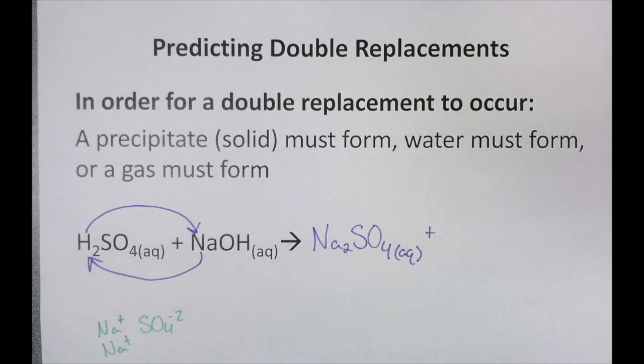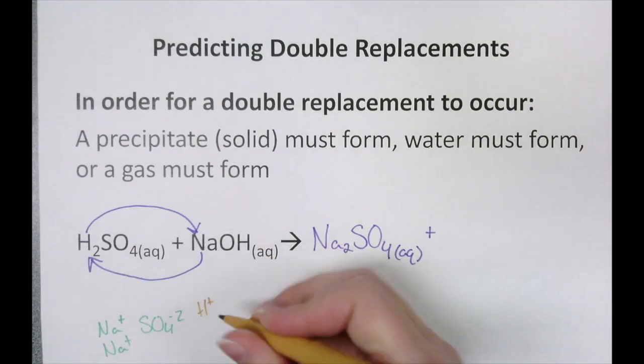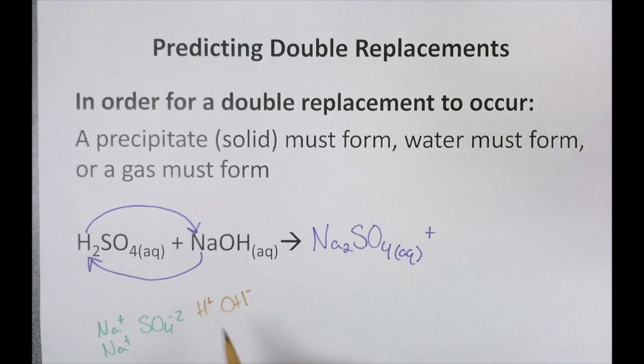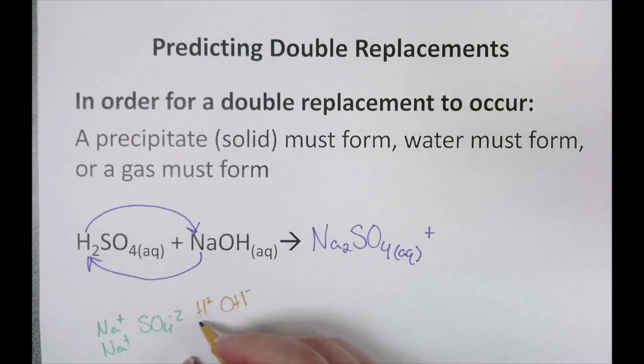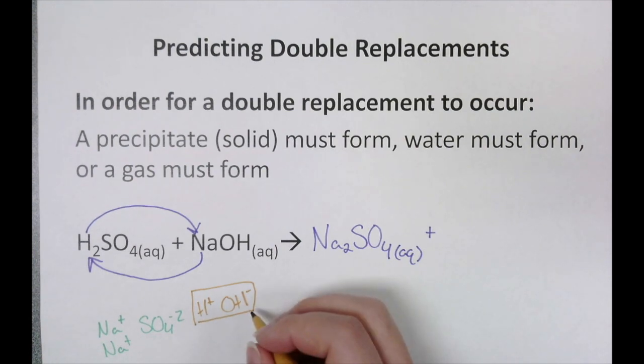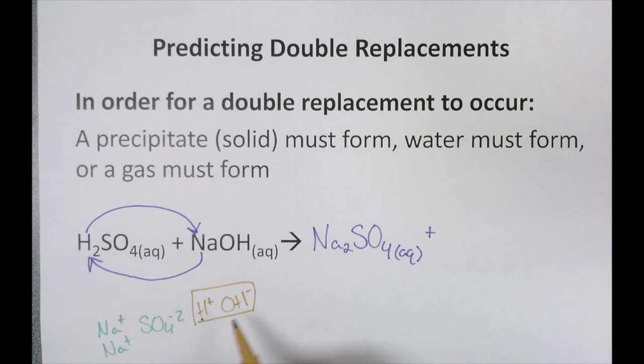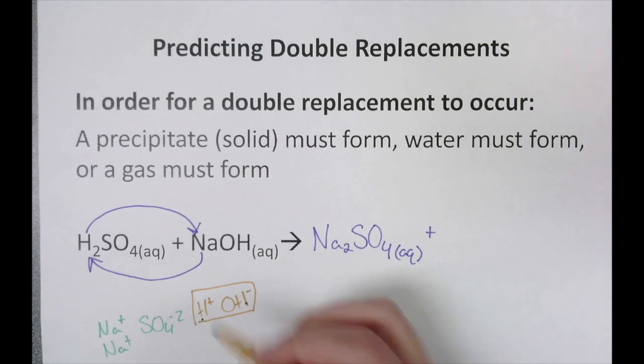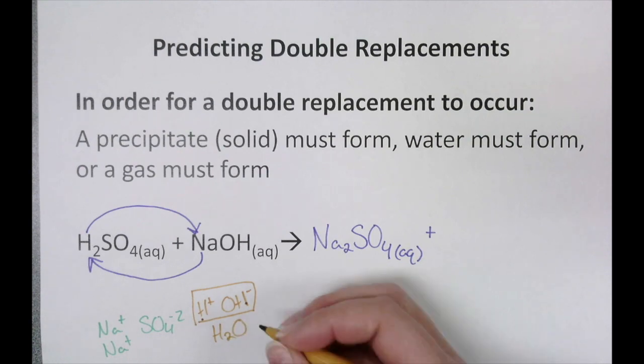Then we have our hydrogen ion combining with our hydroxide ion. So positive one and negative one, they'll combine in a 1-to-1 ratio. Notice, though, what does this remind you of? 2 hydrogen atoms and 1 oxygen. It kind of reminds us of water. When a hydrogen ion combines with a hydroxide ion, they will form water.